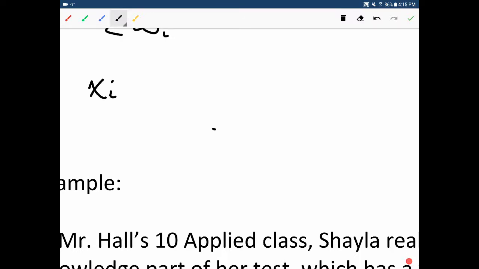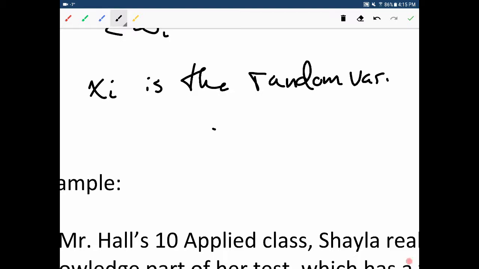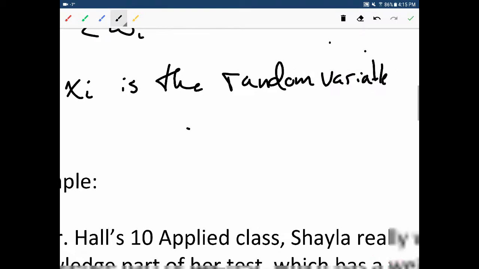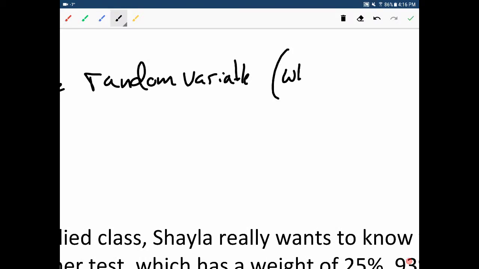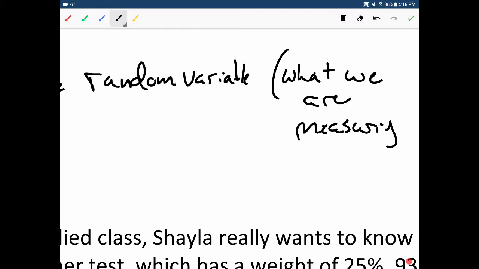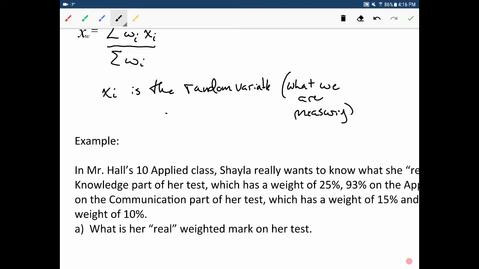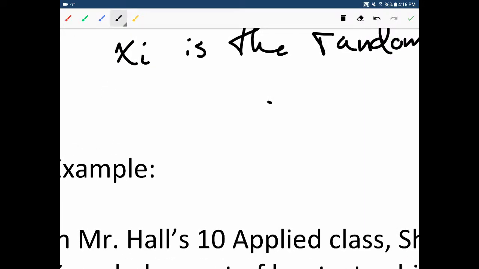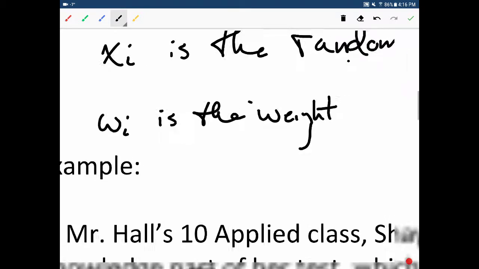Here, xi is what we call the random variable, which is what we're measuring. So in the case of marks, we're talking about the 4 different marks that you get. The W then is the weight on the variable.